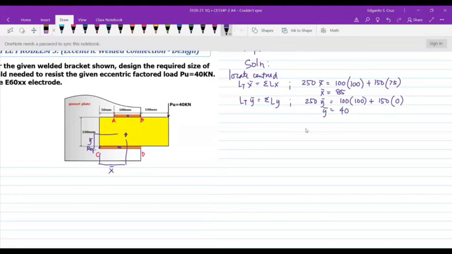After locating the centroid, since we're asked to design for the size needed, to make it faster we just have to identify which is the most stressed point among the 4 points that we have considered on the lengths of weld. Based on the first criterion, the basis is the point nearest to the line of action of the load. The load applied is 40 kilonewtons and its line of action is vertical here. The nearest points from that line of action are points B and D.